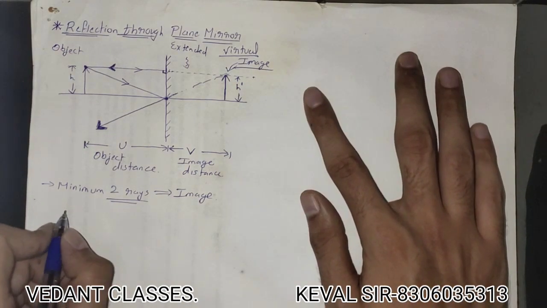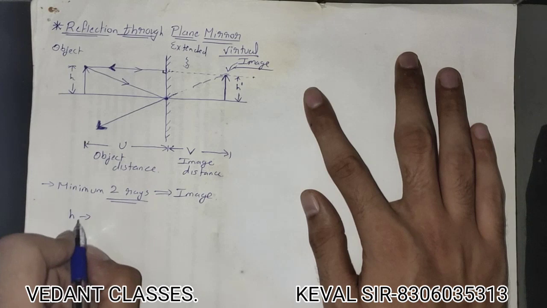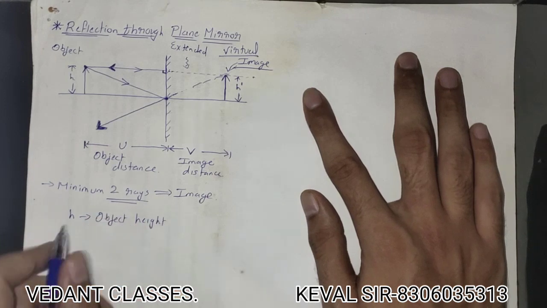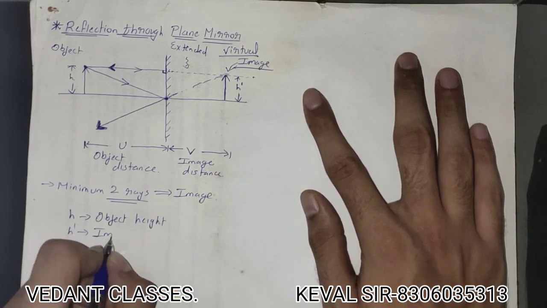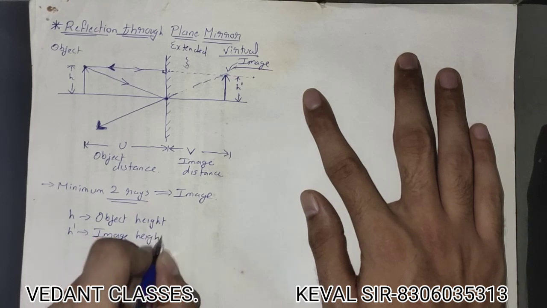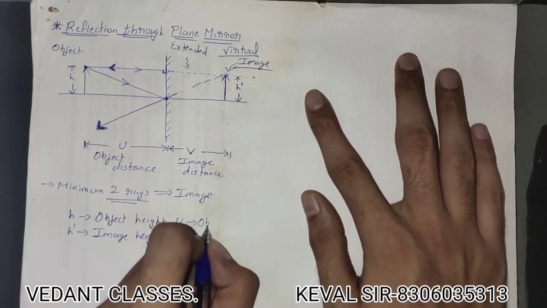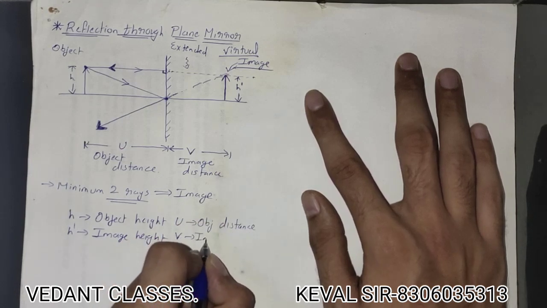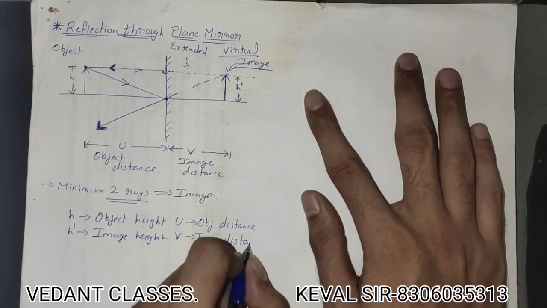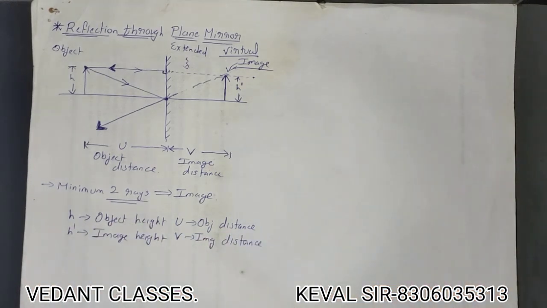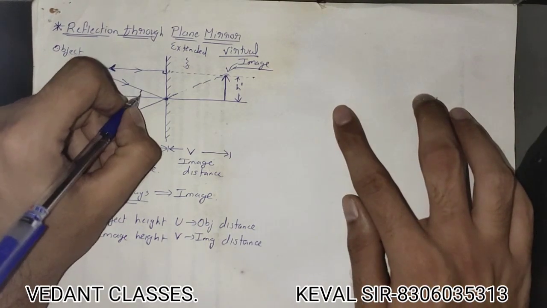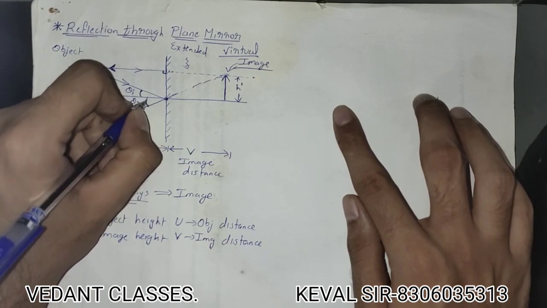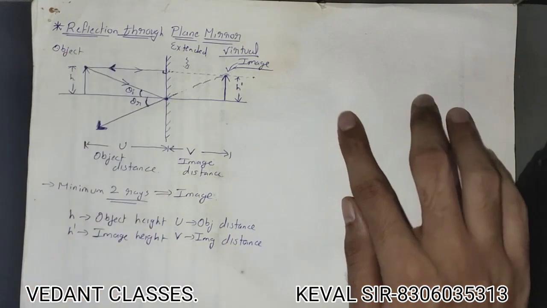Okay, you can note these terminologies that we'll use in the entire chapter. h is the object height, then h dash will be the image height. Okay, u will be the object distance, and v will be the image distance. This terminology we'll use in the entire chapter. Okay, so now see, you can write it here as theta i and theta r. These both angles will be equal. Okay, here the light ray is incident normally.